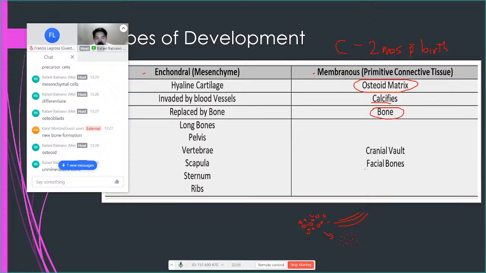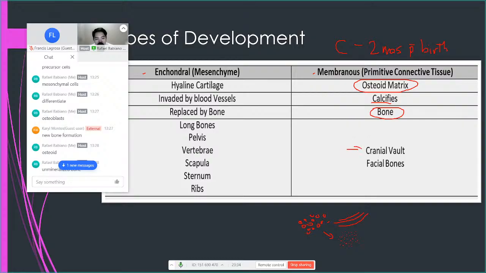Okay, again, let me start from mesenchymal cells. When they receive blood supply, the mesenchymal cells will differentiate into osteoblasts. Osteoblasts will secrete osteoid, which is unmineralized bone. These osteoid will form an osteoid matrix. Kumbaga, they go together. And then, once this osteoid matrix is mineralized or given more nutrition, it will calcify to make a bone. Now what bones are made through intramembranous ossification?